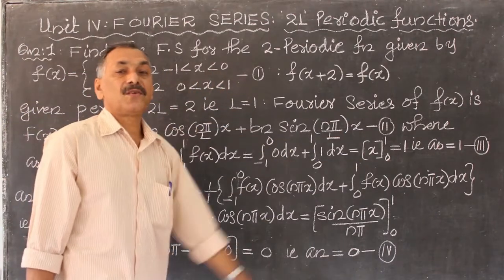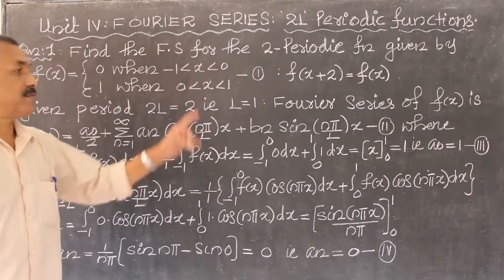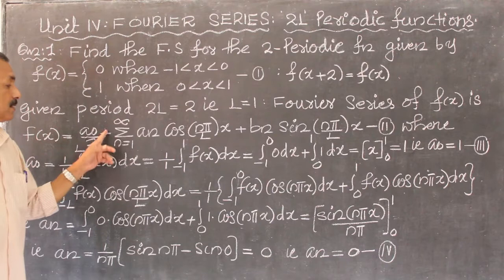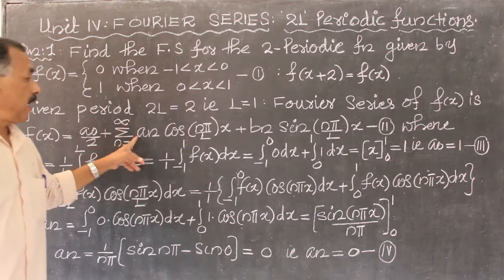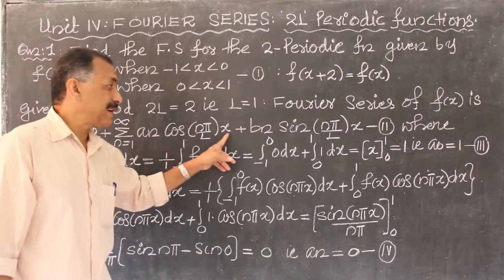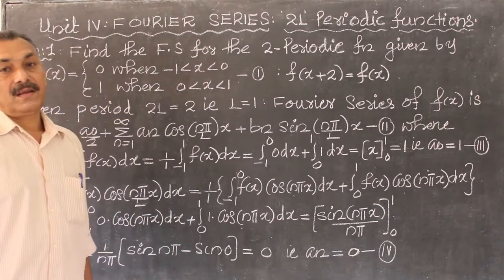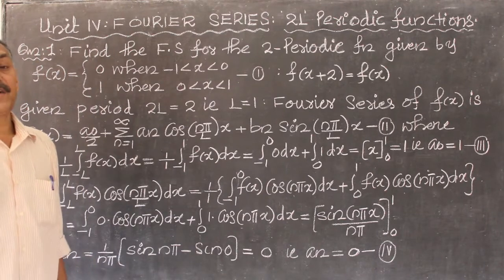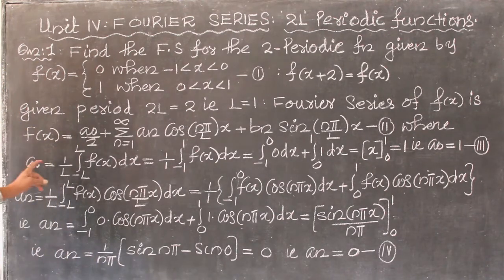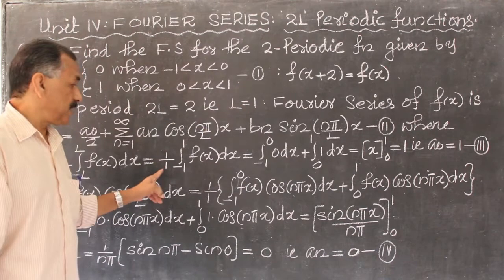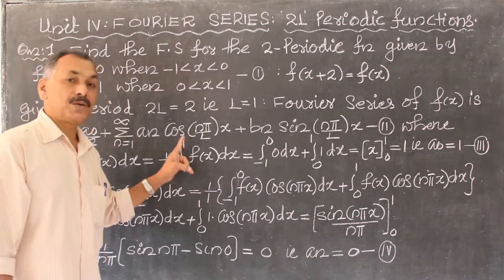What is the Fourier series of this function? Fourier series of the function f of x is equal to a0 by 2 plus sigma n equals 1 to infinity of an cos n pi by L x plus bn sin n pi by L x, where L is equal to 1. Where a0 is equal to, what is a0? a0 is equal to 1 by L integral from minus L to L of f of x dx. That is, L is equal to 1, so 1 divided by 1, integral -1 to 1 f of x dx.